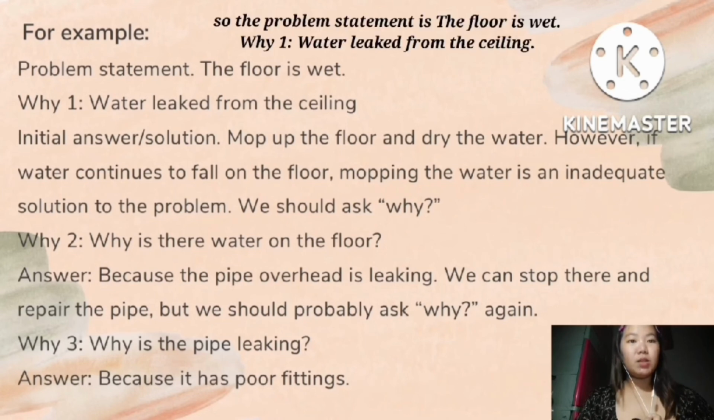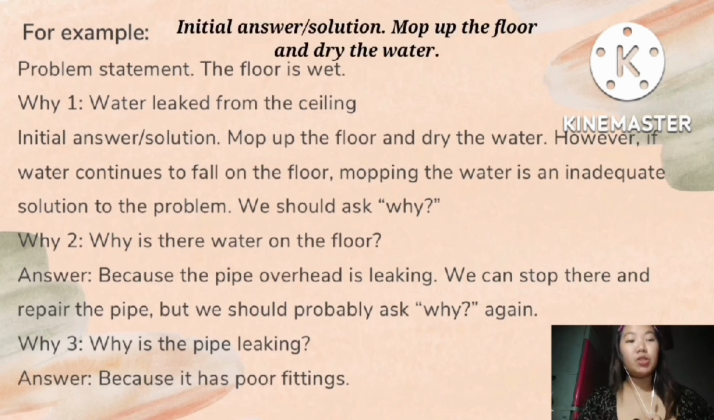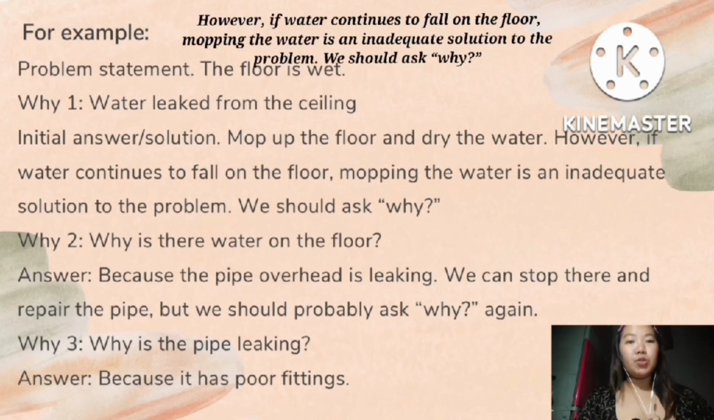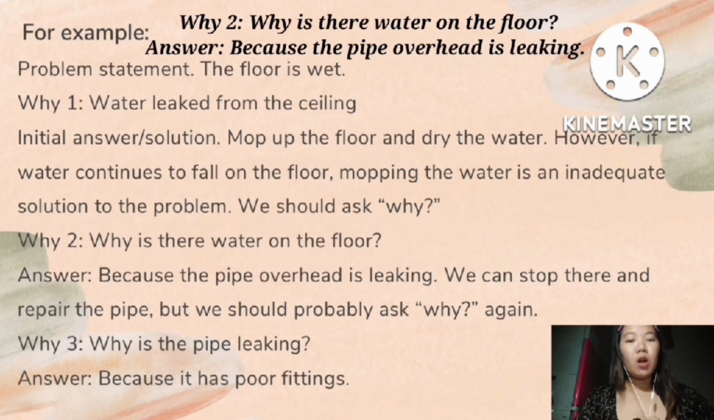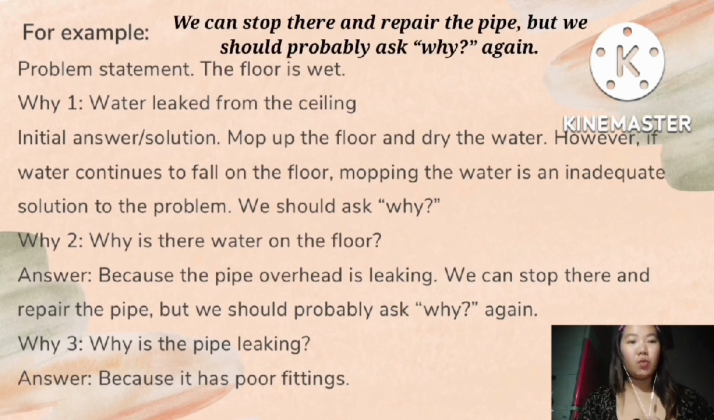So the problem statement is that the floor is wet. Why number 1: the water leaks from the ceiling. So the initial answer or solution is to mop up the floor and dry the water. However, if water continues to fall on the floor, mopping the water is an inadequate solution to the problem. So we should ask why again. Why number 2? Why is there water on the floor? The answer is because the pipe overhead is leaking. We can stop there and repair the pipe, but we should probably ask why again.